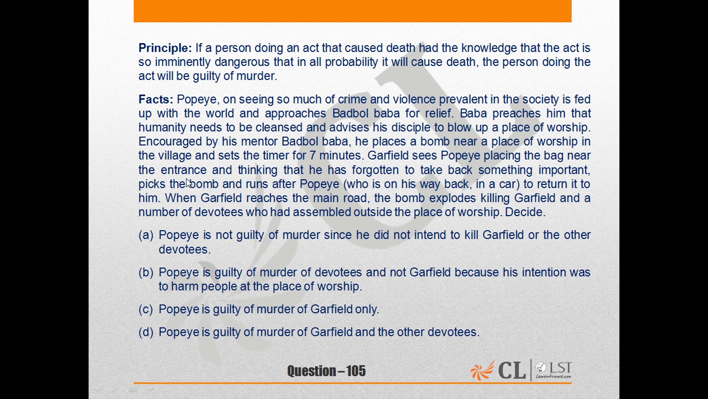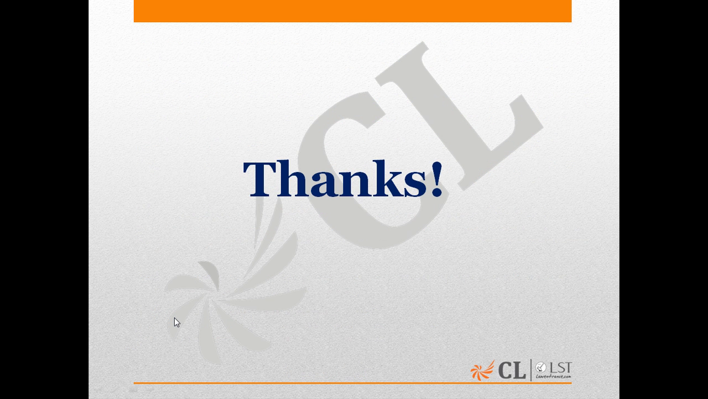So therefore, Popeye over here was in clear understanding. He had clear knowledge by the act that he is doing that he is likely to cause the death of so many people and very likely to cause some injuries. Therefore, the correct answer option would be option D, that Popeye is guilty of murder of Garfield and the other devotees.